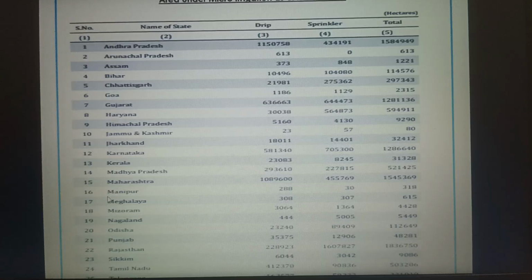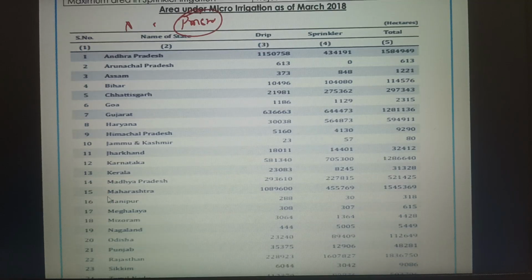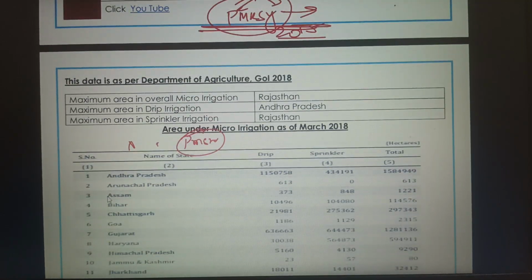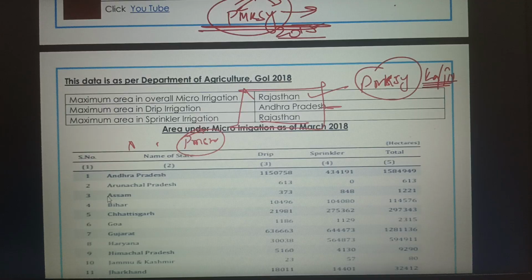This data does not match with the data of PMKSY because they are giving this data from the starting, before the PMKSY launch. So if you do not consider PMKSY, then maximum area in overall micro irrigation is Rajasthan. But if you go by PMKSY, it will be Karnataka and Tamil Nadu. Okay? So maximum area in overall micro irrigation is Rajasthan, maximum area in drip irrigation is Andhra Pradesh, maximum area in sprinkler irrigation is Rajasthan. So these rankings are before the PMKSY.